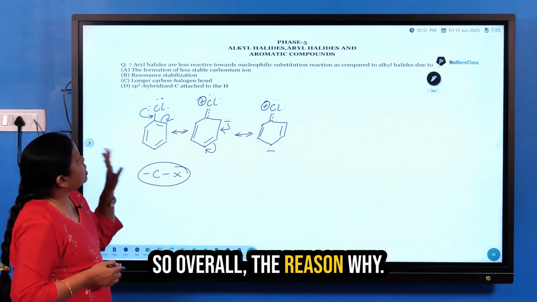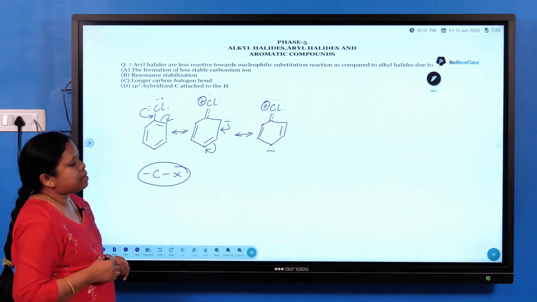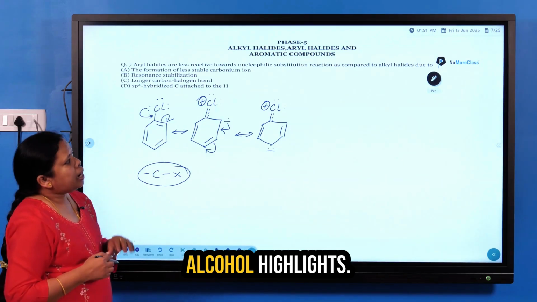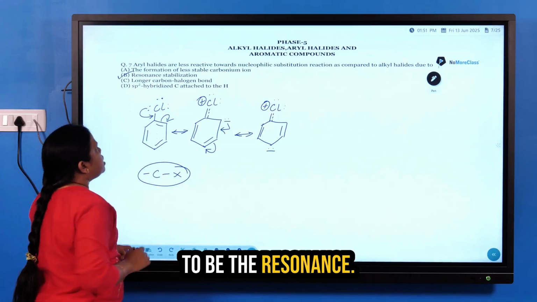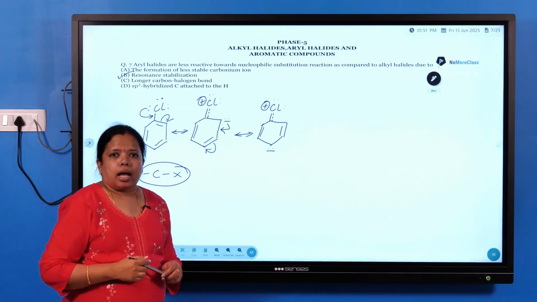So overall, the reason why aryl halides are less reactive than the alkyl halides, what we can take is supposed to be the resonance stabilization. I hope it is clear.